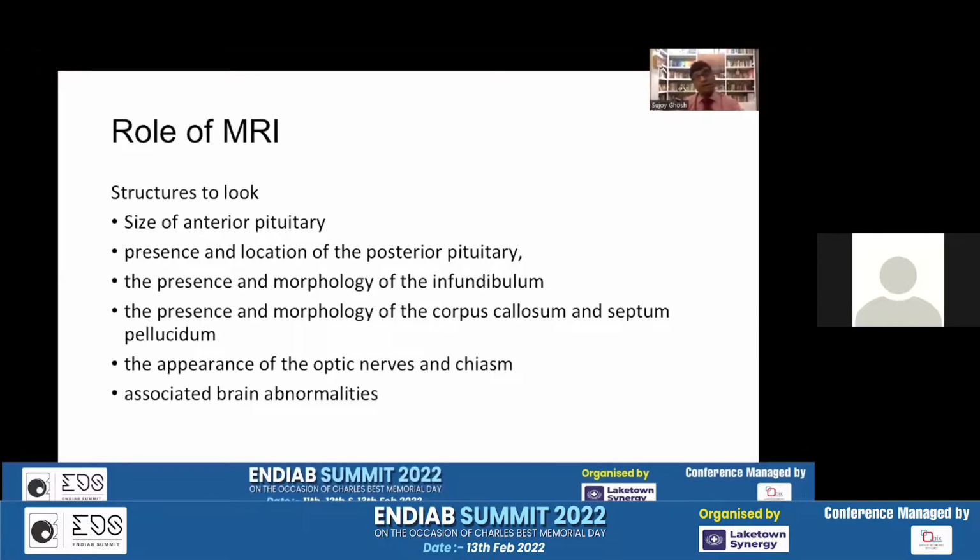In terms of the MRI, look at the size of the anterior pituitary, the presence and the location of the posterior pituitary, the presence and the morphology of the infundibulum, the presence and morphology of the corpus callosum and septum pellucidum, the appearance of the optic nerves and the chiasma, and associated brain abnormalities. These are all things that you should carefully look at in an MRI.